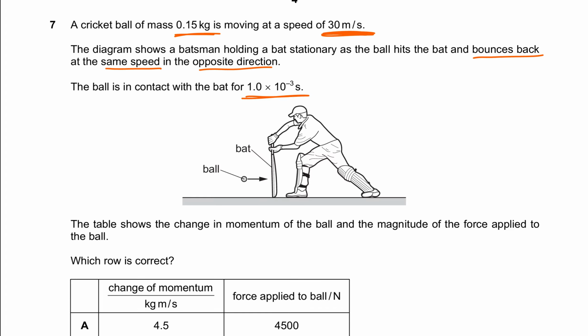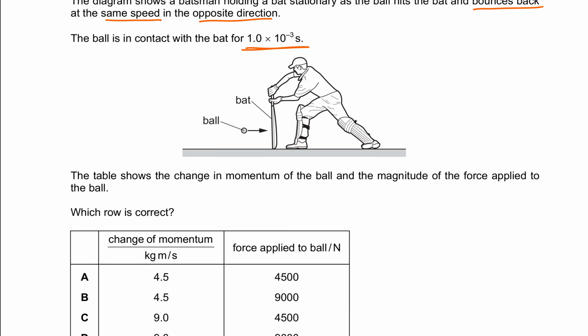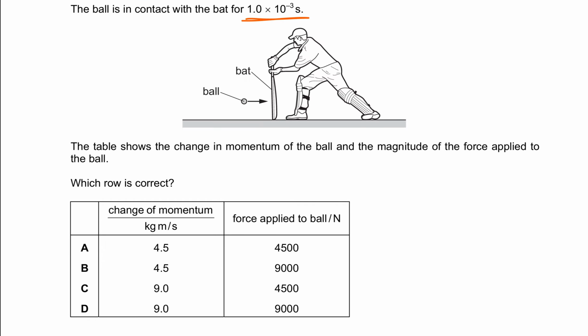The question is, the table below shows the change in momentum of the ball and the magnitude of the force applied to the ball. Which row is correct?